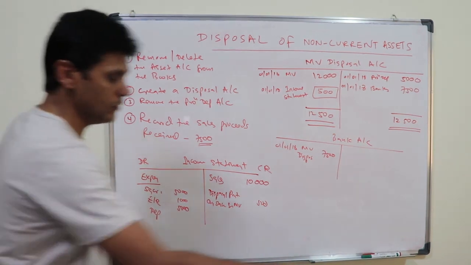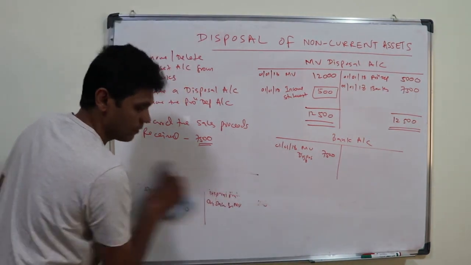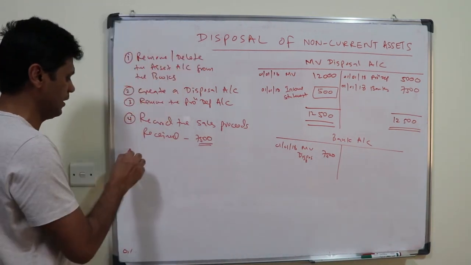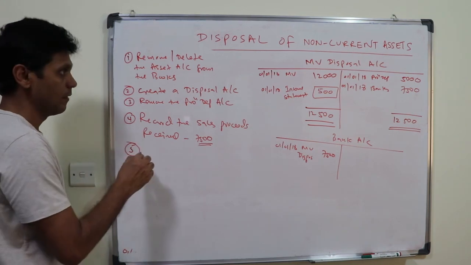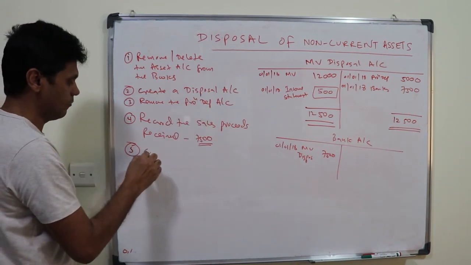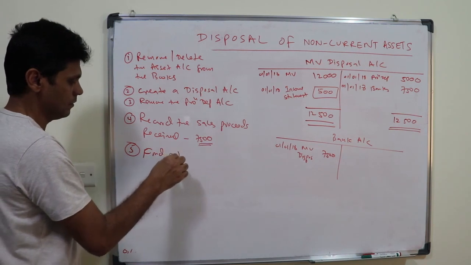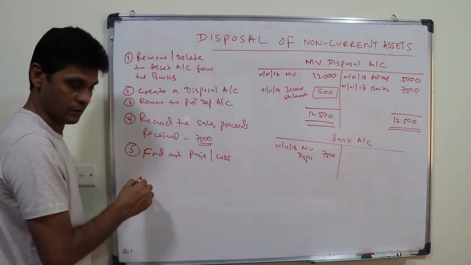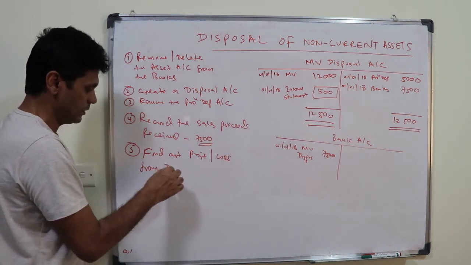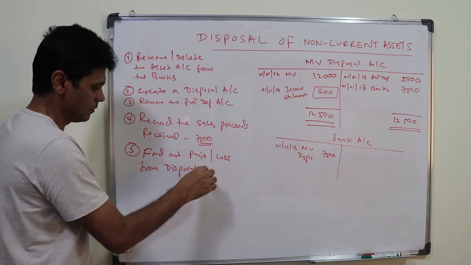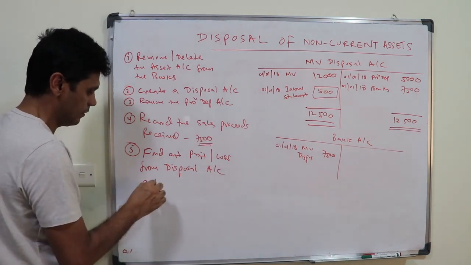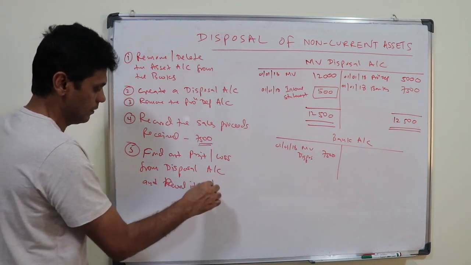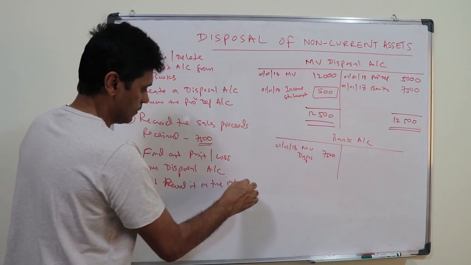So finally, the final step. What is the final step? We recorded the sales proceeds. Finally, in the disposal account, find out the profit or loss from the disposal account. And record it in the income statement. Yes, record it in the income statement.